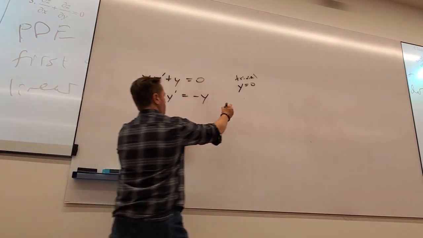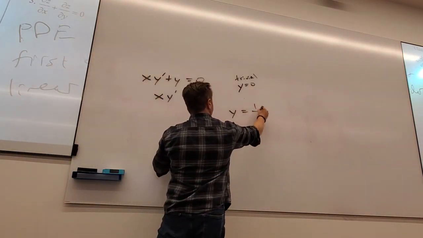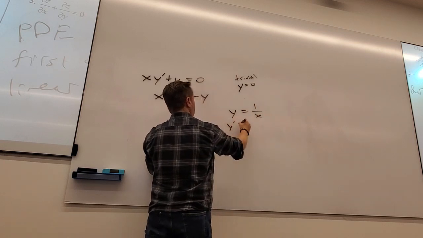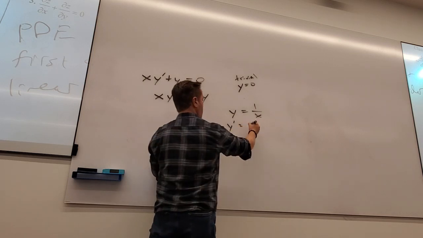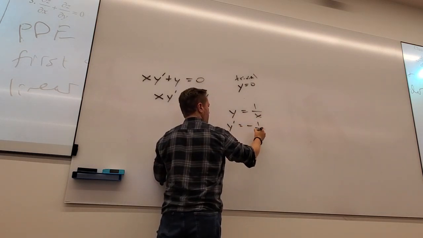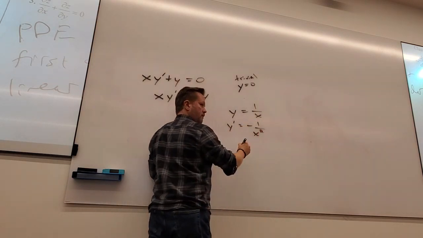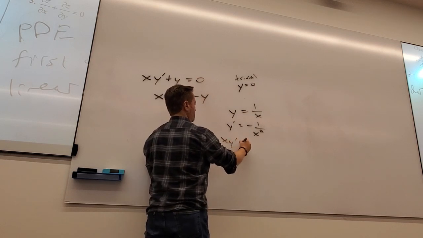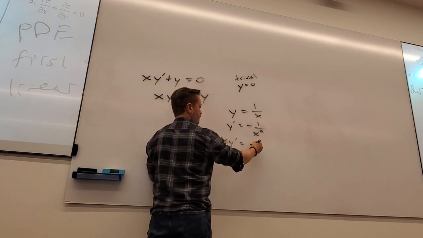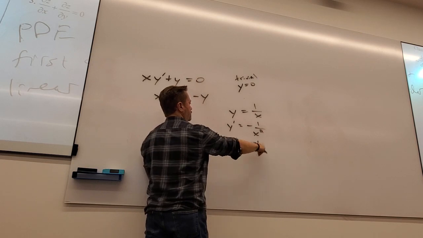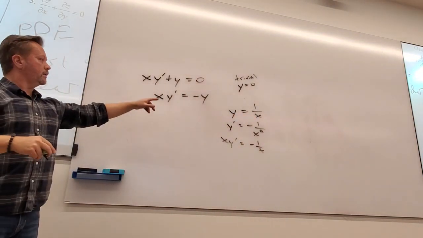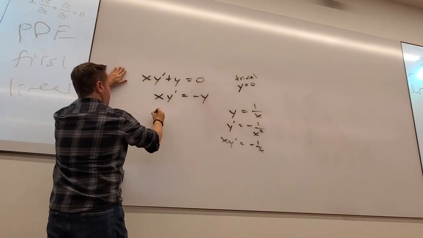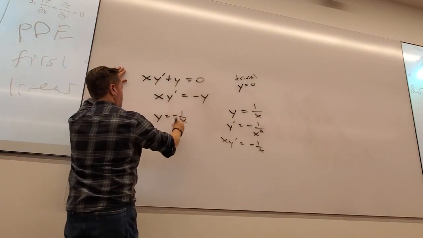So let me throw this at you. What about this? What's the derivative of that? X to the negative 1, so negative 1 over x squared. And what is x times that? Okay, so isn't x times that equal to the negative of what it was? Okay, good. So that is a solution to this.